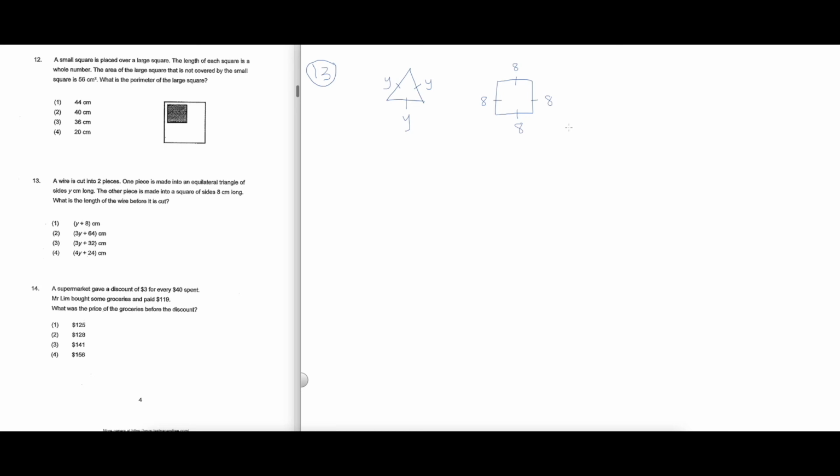What is the length of the wire before it is cut? So y plus y plus y equals to, how many y's are there? 3y. Okay? 8 plus 8 plus 8 plus 8, which is also equals to 8 times 4, is 32 cm. Now then we'll put the units. Okay? What is the length of the wire before it is cut? I'll just have to take 3y plus 32. And that's my answer. I'm just adding it together, okay? Because they are made from the wire, okay? Your answer will be option 3.